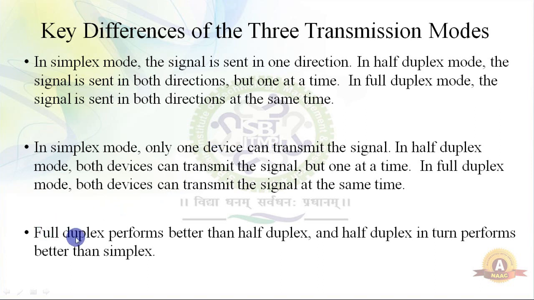Now the next one is that full duplex performs better than half duplex, and half duplex in turn performs better than simplex. How can we say this? Because we already know in simplex only one direction is performed, but in half duplex both directions are performed but one at a time, and in full duplex both directions are performed at the same time. So that's why full duplex performance is better than the other two.